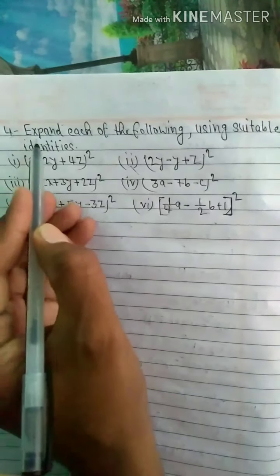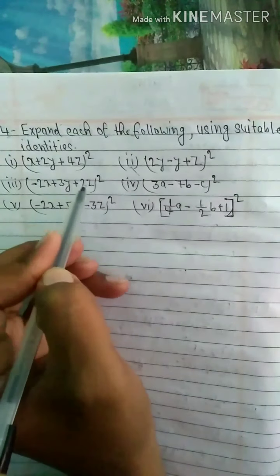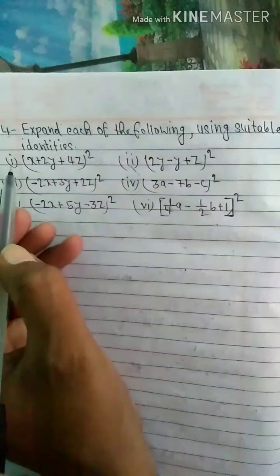See the fourth question. Expand each of the following using suitable identities. And now the question is given. So now see the first part.